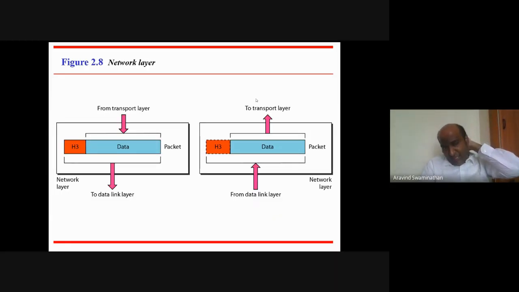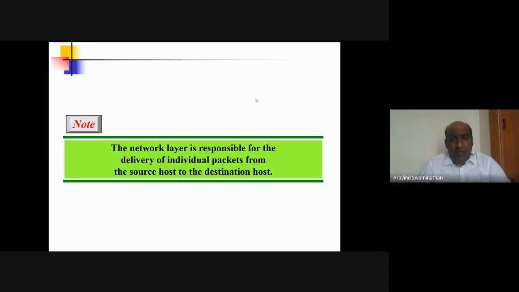When you take the network layer, on top of the network layer we have the transport layer, and below the network layer we have the data link layer. And obviously we know that the main functionality of the network layer is routing. Routing is the main functionality of the network layer. So the network layer is responsible for the delivery of individual packets from the source host to the destination host.